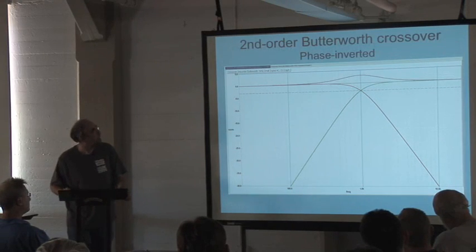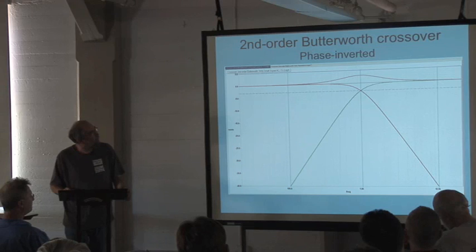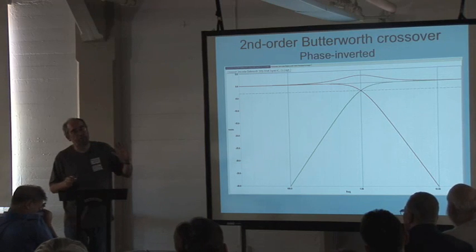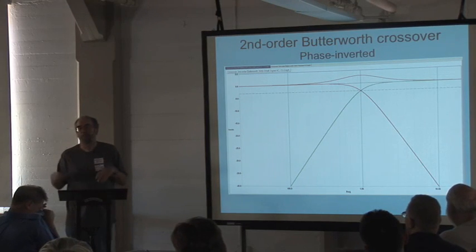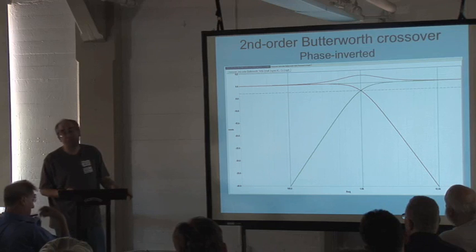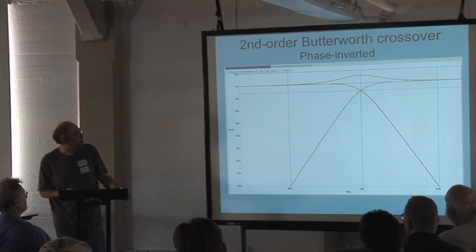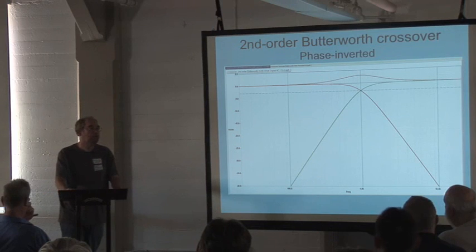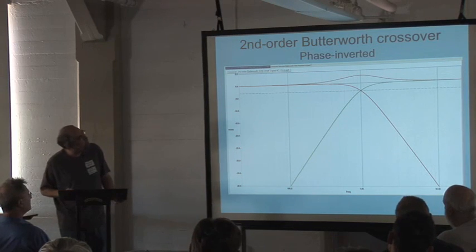Next one. What's gone wrong is that you've not allowed for the phase shift in the filters. And that phase shift is 90 degrees in one filter, minus 90 in the other, 180. You've got complete cancellation at the crossover frequency. So you think, right, well, let's invert one channel. So you phase invert it, and now you get something a bit more like a crossover.